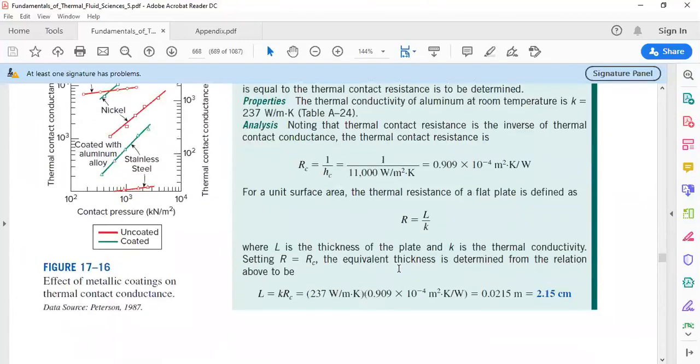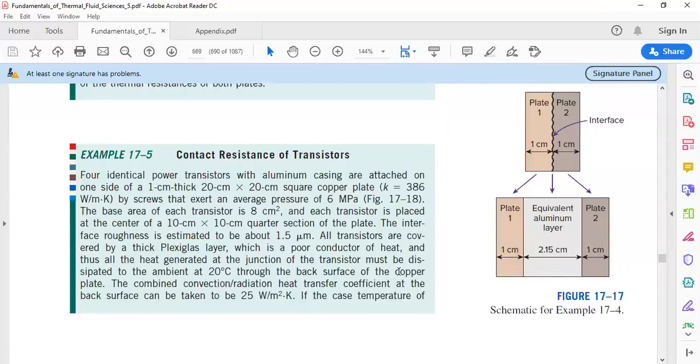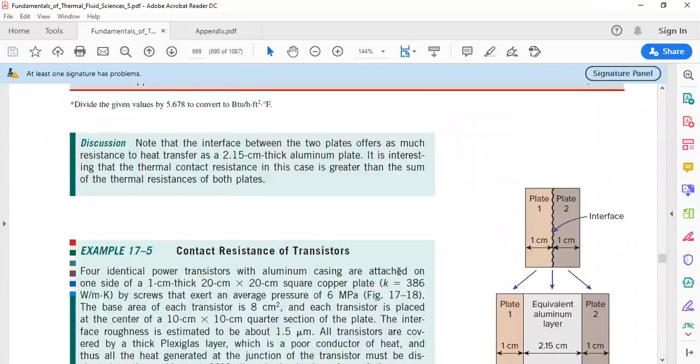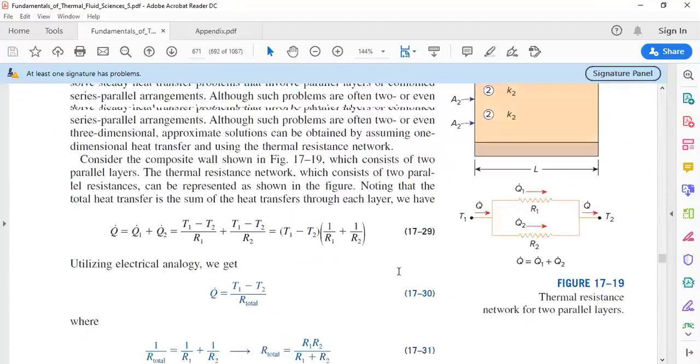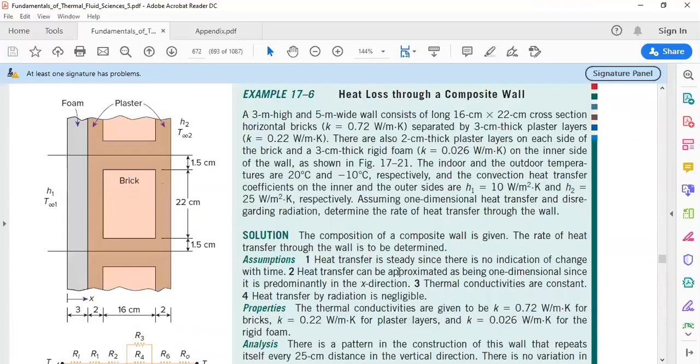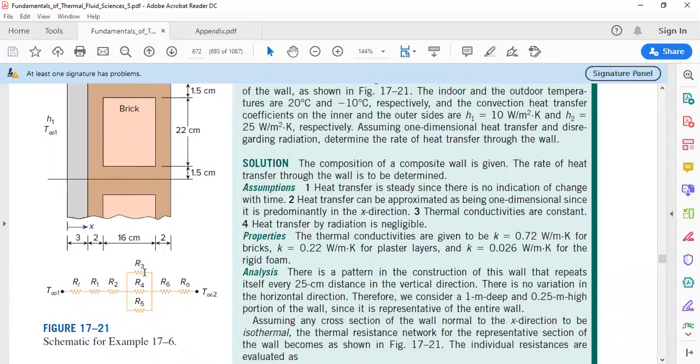There is this example, not here, with the generalized thermal network as this. So we can see here in a general wall, we have a brick, we have plaster, and there is foam. So we can see the plaster here on top or bottom of the brick is in parallel with the brick. So we have three resistances here in parallel as shown here.